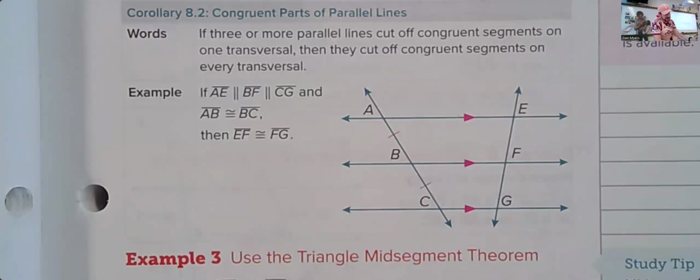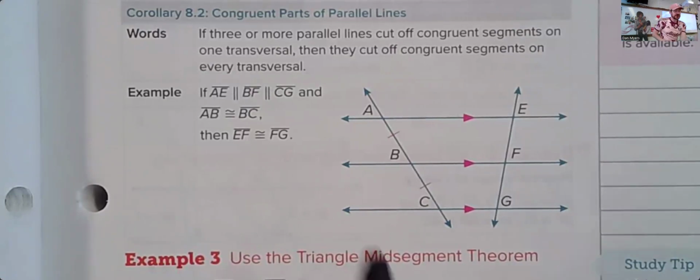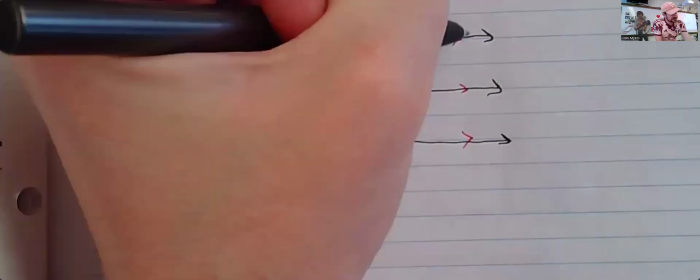So what this means is, I'll just show you an example here. If you draw three parallel lines like this, and let's say I draw a transversal like that, and this particular transversal makes congruent segments here and here. What we're saying is that if that can be shown, any other transversal that we draw through it will also create congruent segments in between those parallel lines.